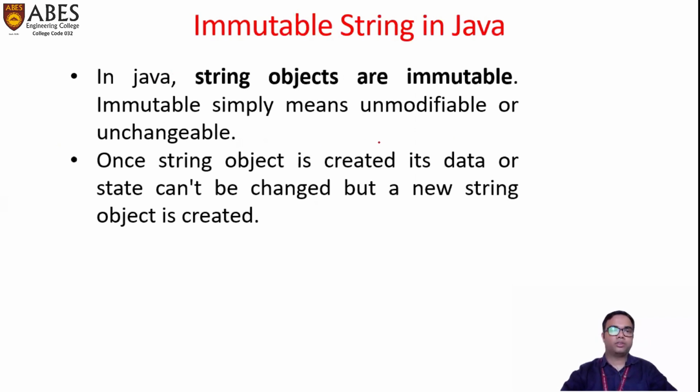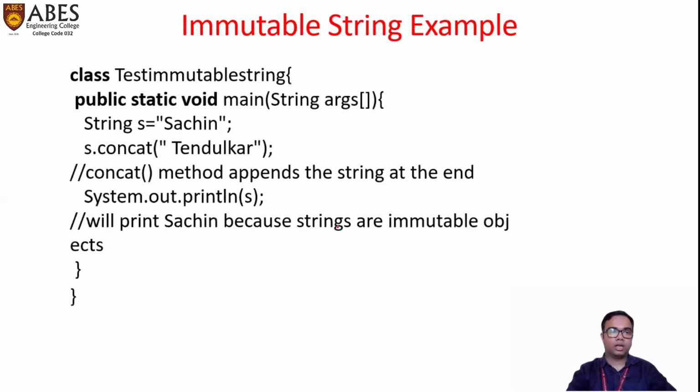We have already discussed immutable strings in Java. When you create a string object, it is immutable, which simply means unmodifiable or unchangeable. Once the string object is created, its data or state cannot be changed, but a new string object is created. So let's see an example, and I will do it also.